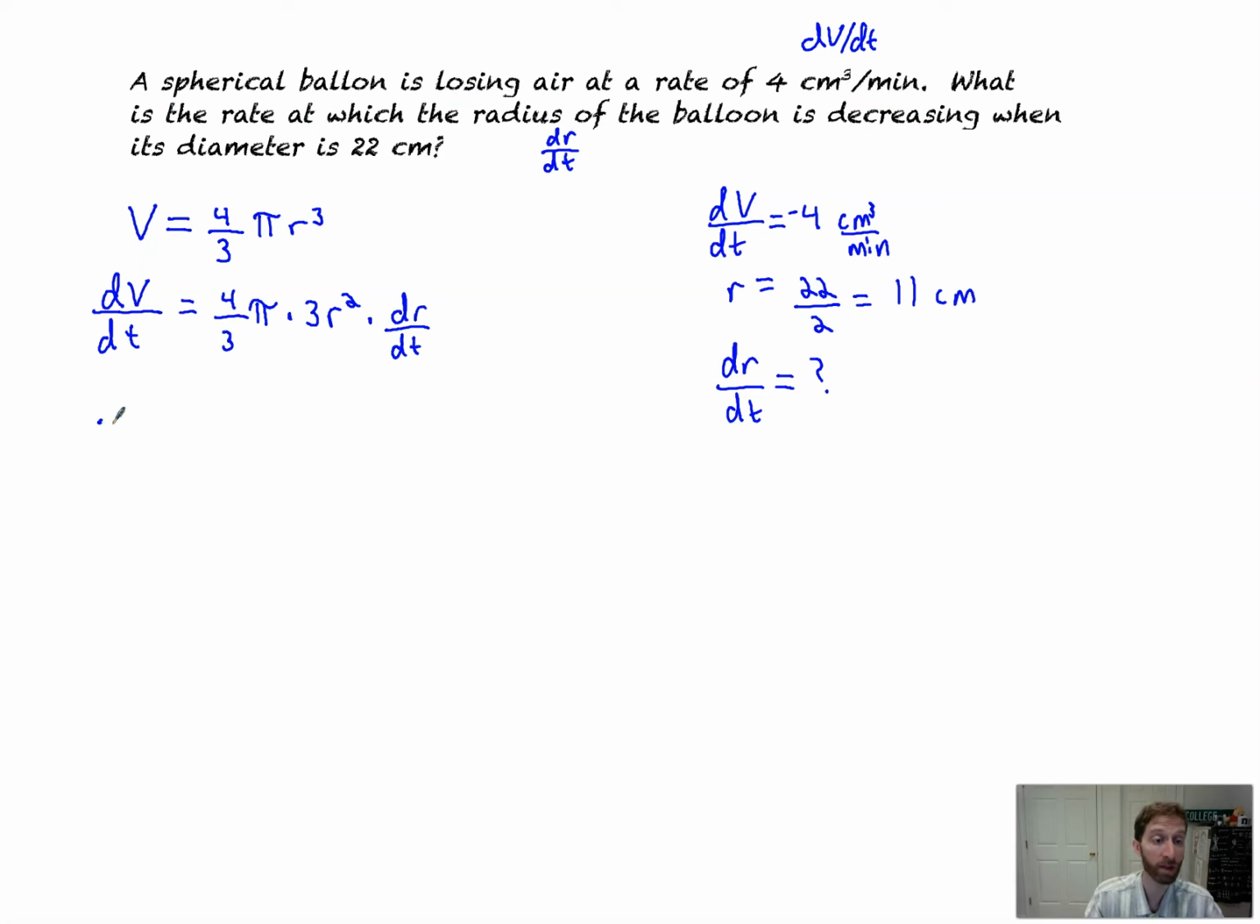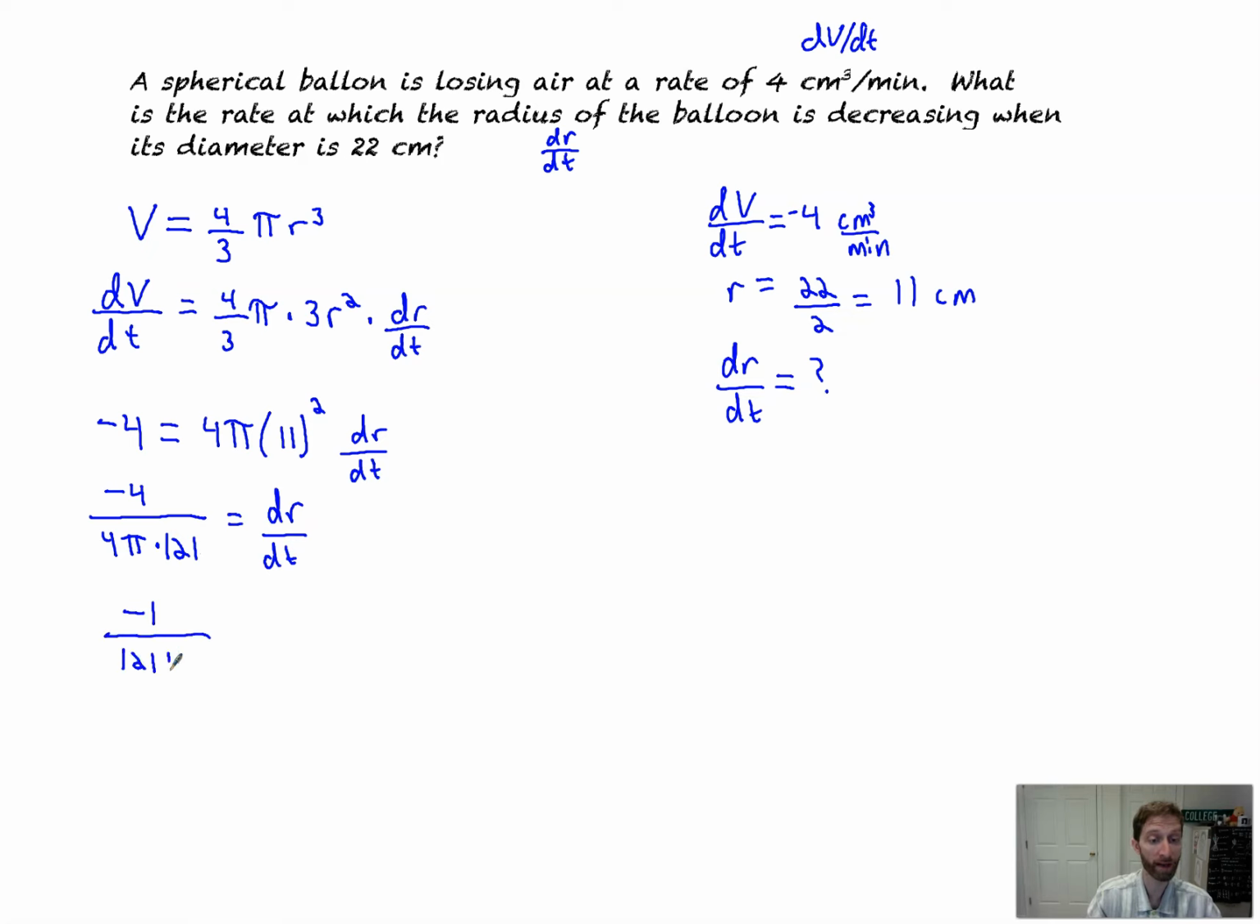So now we just plug in everything. This is the easy part. Negative 4 is equal to, the 3s are going to cancel. So you'd be left with 4π times the radius, 11 squared, times dr/dt. And we're solving for dr/dt. So we'll get negative 4. The 4 is going to come under there. It's actually not such a bad number. 4π times 11 squared, which is 121. And that's equal to dr/dt. And so the 4s will divide out. You get negative 1 all over 121π.